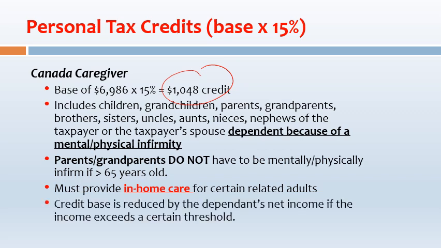Now, the credit base here is a decent sized credit. It's getting up there at over $1,000. It could potentially be reduced by the dependent's net income if that income exceeds a certain threshold. I'm not going to get into the specific details of it. There's no way I'm going to ask you to calculate that on any kind of an exam. But I just want you to be aware that this credit could ultimately be reduced to nothing if this mental or physical infirmity is not inhibiting a taxpayer or a taxpayer's dependent from earning a pretty sizable net income.